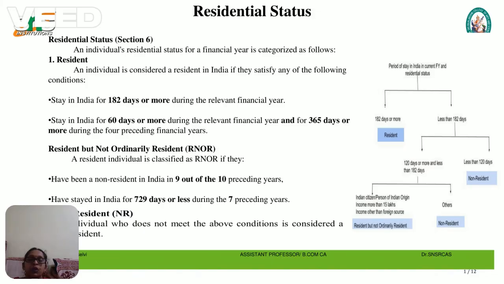If both the conditions are not fulfilled, that person is called non-resident under section 2 subsection 30. The person lives in India less than 182 days, and he has not lived in India for less than 365 days in the preceding 4 years, so both conditions are not fulfilled, and that person is called non-resident. Next step, if the person is found to be a resident, we go on to check whether he is an ordinarily resident or not ordinarily resident.